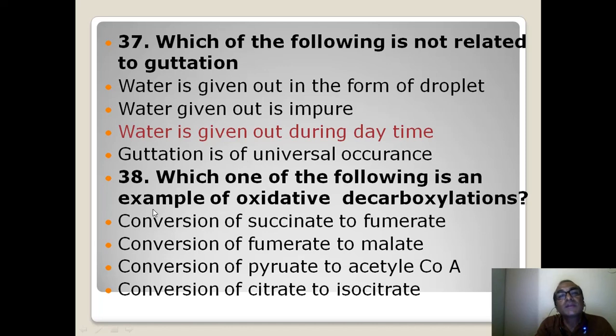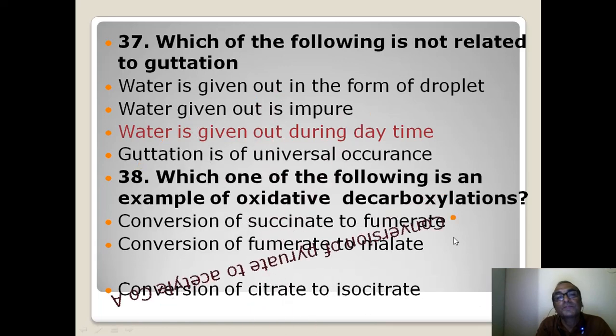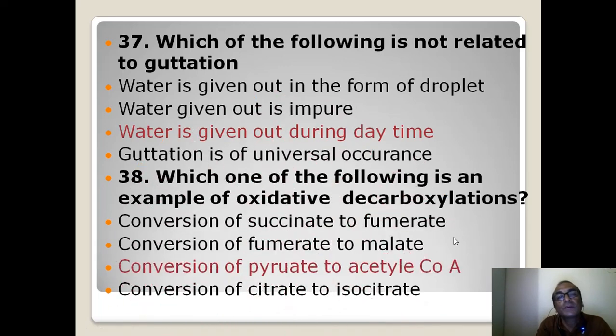Which one of the following is an example of oxidative decarboxylation? Oxidative decarboxylation means there is removal of carbon dioxide and generation of NADH2. NADH2 is nothing but removal of the 2 hydrogen atoms from the substrate, which can be taken as oxidation. Therefore, the right option will be conversion of pyruvic acid to acetyl coenzyme A. So C is the right option.